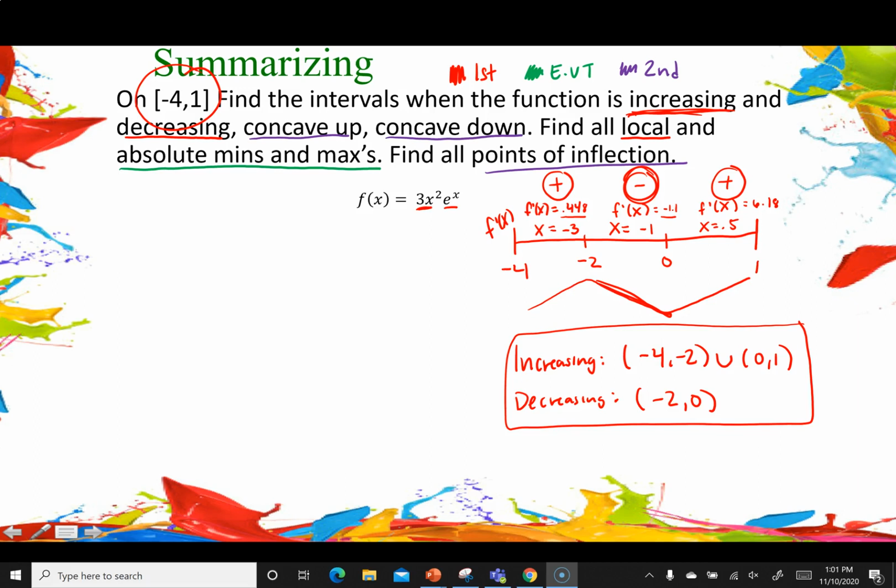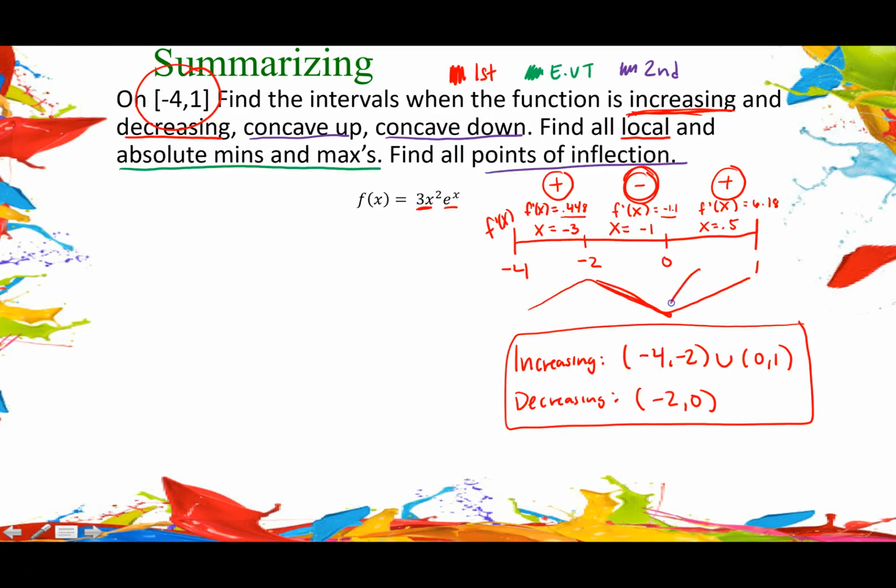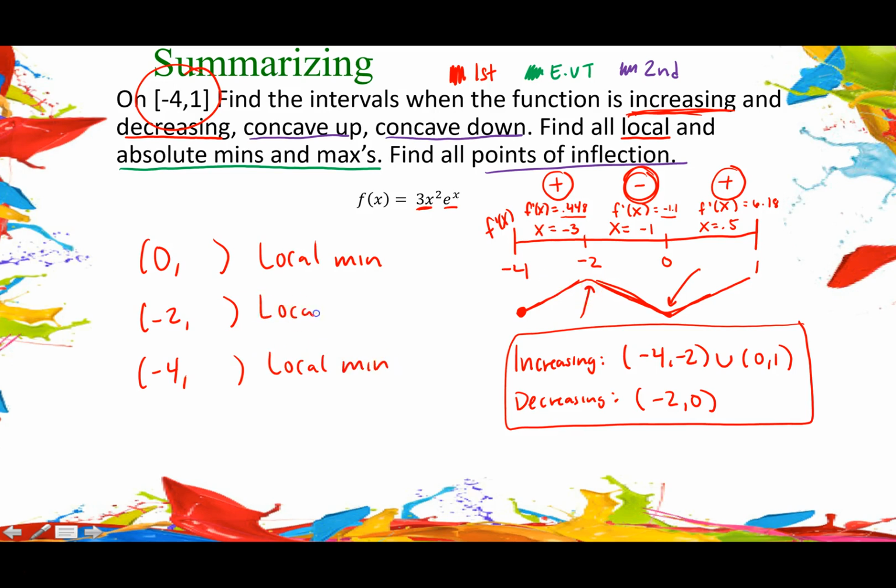So remember, the local mins are going to be right here. Local min is right here when it goes from decreasing to increasing, so that's going to be at 0, comma. The local max, so this is going to be a local min. The local max happens right here at -2 something. We also have a local min right here. See that on the endpoint? So -4, that's going to be a local min. And that -2 was a local max. See that right here, local max. And then at our endpoint of 1, it also looks like we have a local max.